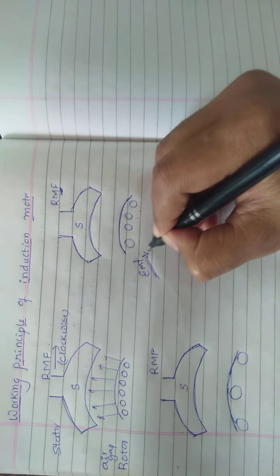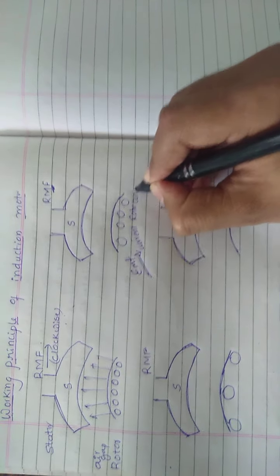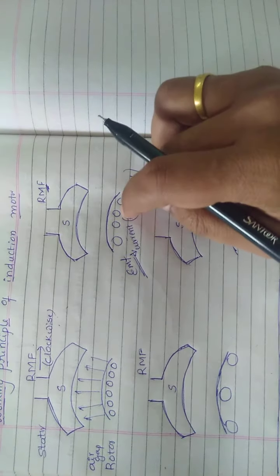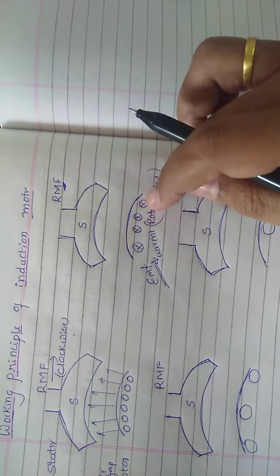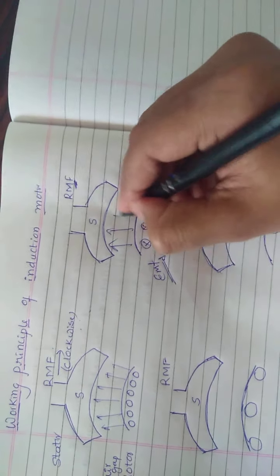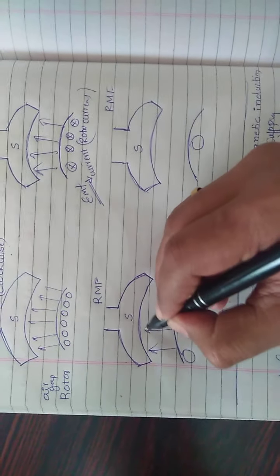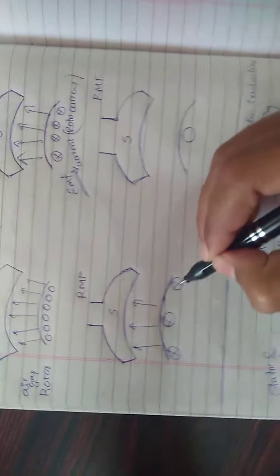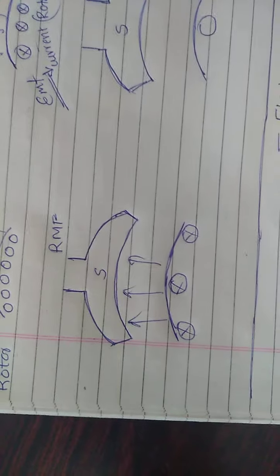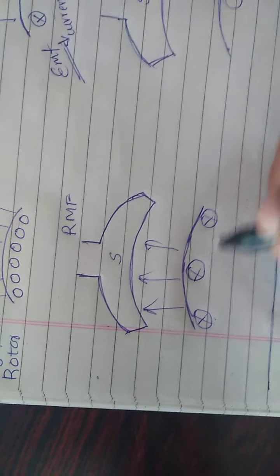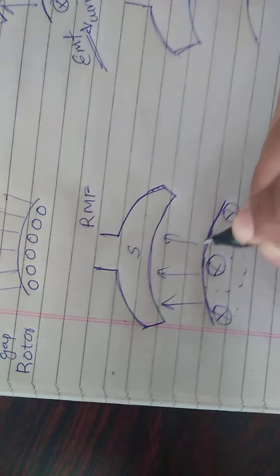Then EMF will be induced at the rotor side. Due to that induced EMF, there is a current that is called the rotor current. Current will be induced in the rotor side. Due to that current, what happens here? Flux will be produced at the rotor conductors. Again, the same principle: whenever current flows, flux is generated around that conductor. So there is a current flow in the rotor. Rotor current is present, and due to that, there is a flux.